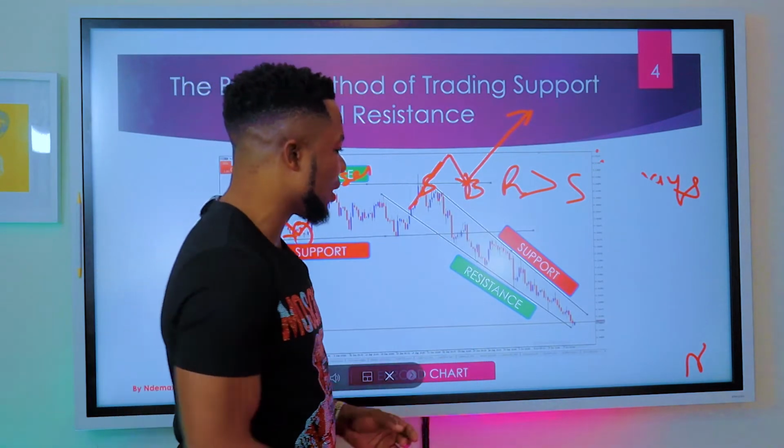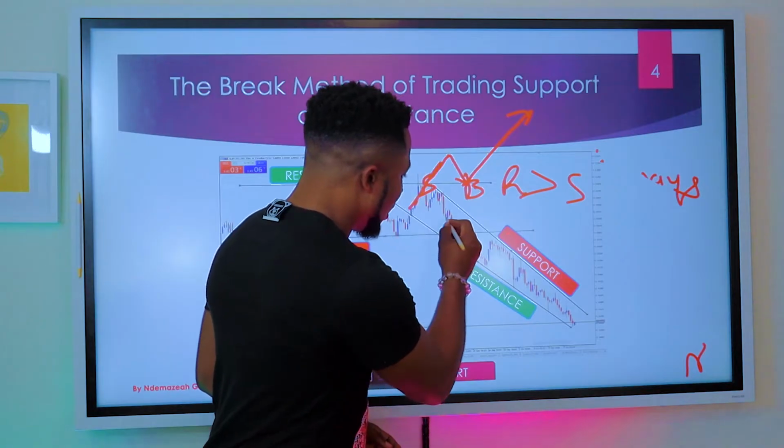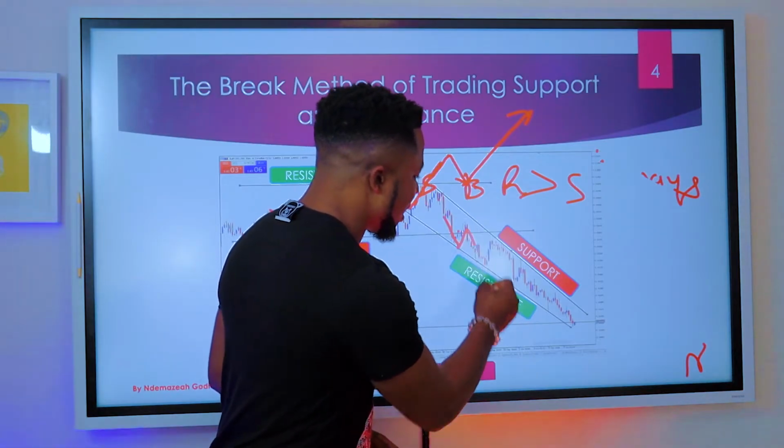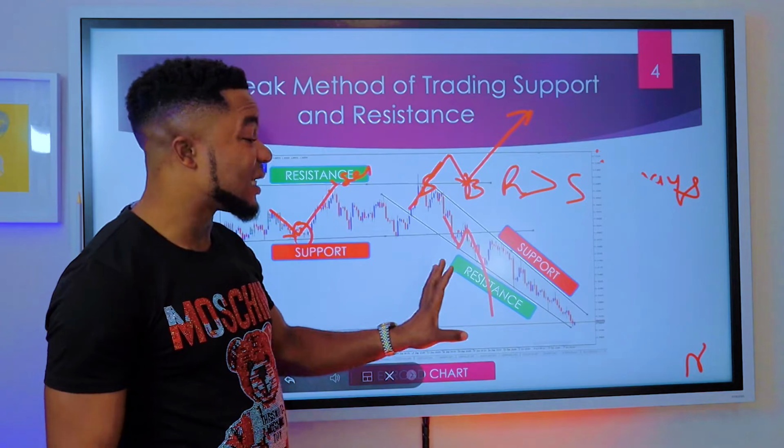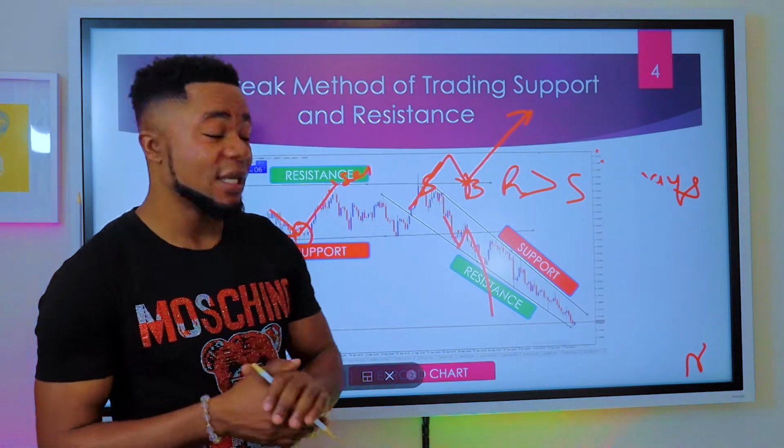The same thing happened down here. The market came here. It broke somewhere here, came here, retested here, and boom, went down. So that is how you trade the retest in Forex trading.